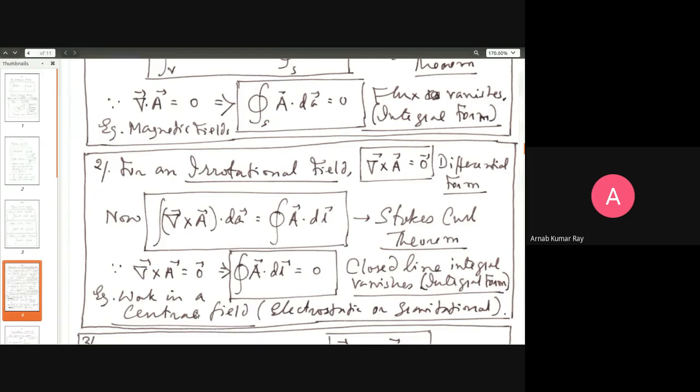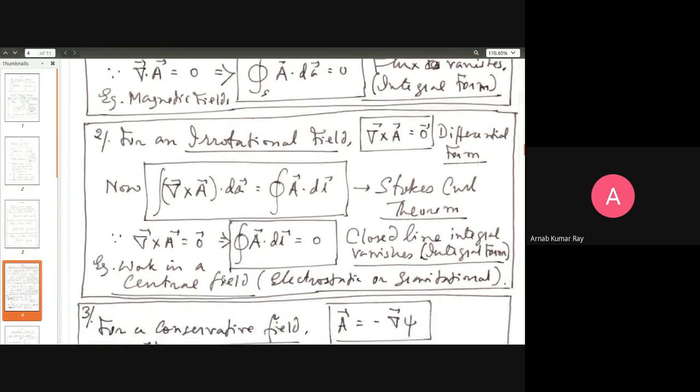Example: work in a central field, electrostatic or gravitational. Gravitational field is a central field. It depends only on the radial function r. If that is so, then the curl of that central field will be equal to 0. And if the curl of that central field is equal to 0, then the closed loop integral of that central field vanishes. Let's say the gravitational field is F: curl of F is equal to 0, and F dot dl over a closed loop is equal to 0.